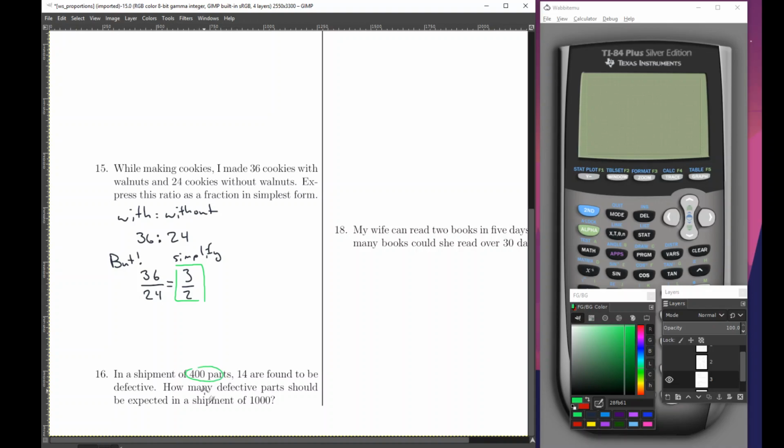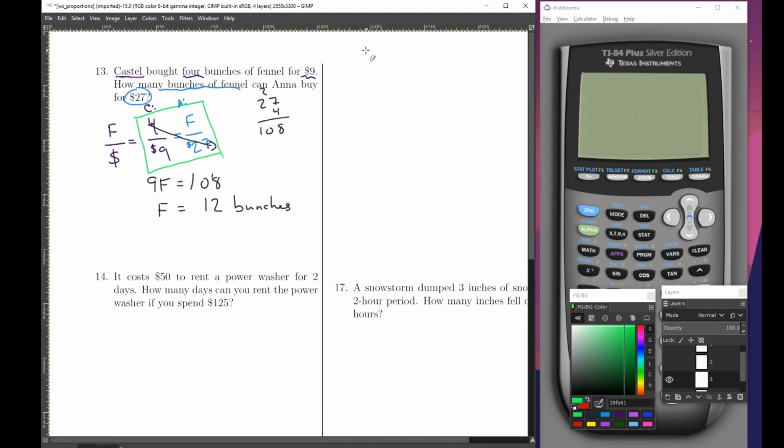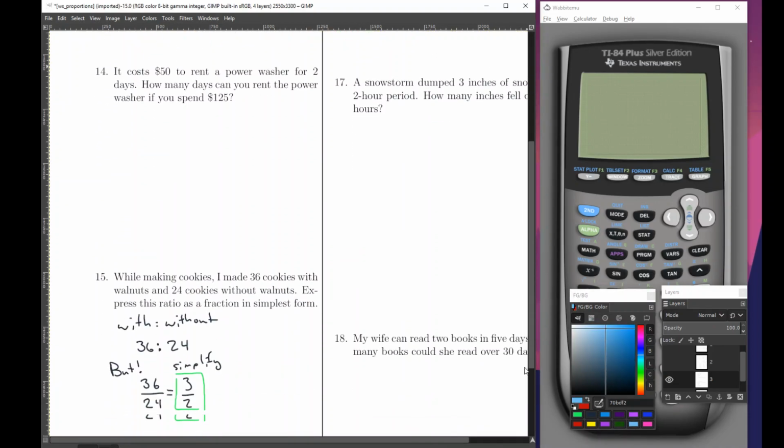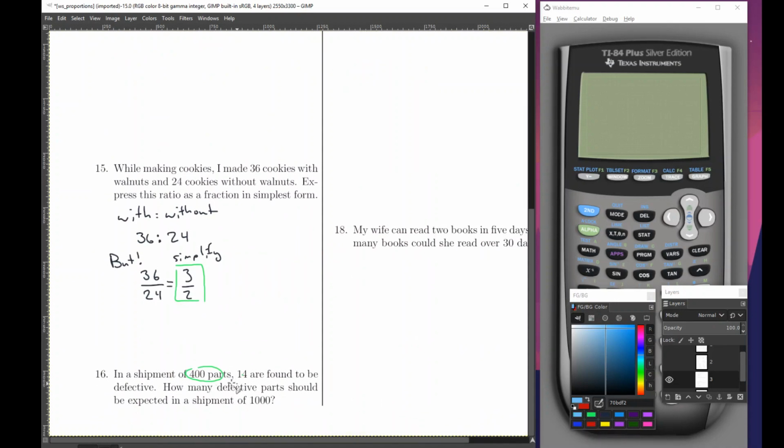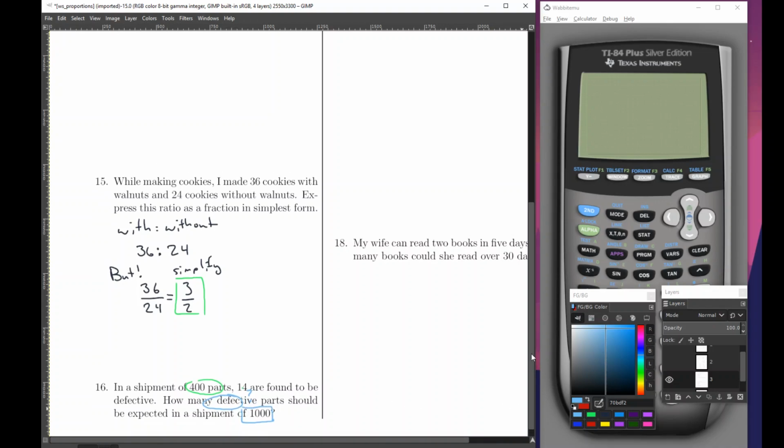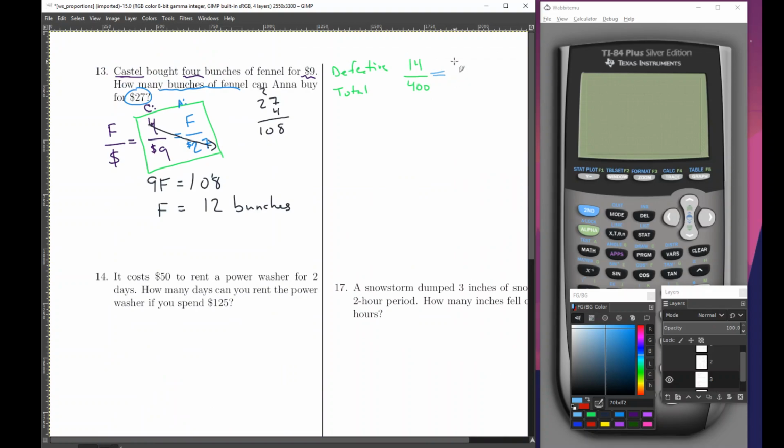In a shipment of 400 parts, 14 are found to be defective. I'm going to write that up here. So this is defective over total is 14 out of 400. So that's what we got right there. How many defective should be expected in a shipment of 1,000? So then it's how many defective in a shipment of 1,000. Cool. And to solve this, we cross multiply.